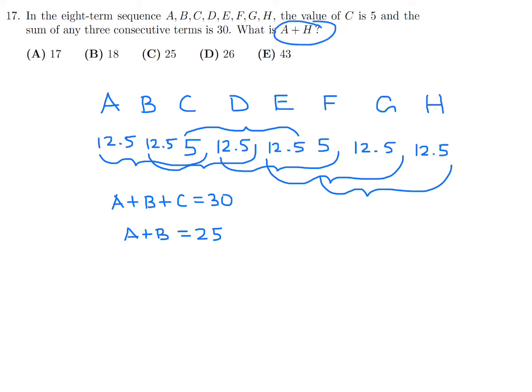So they want A plus H. Well, A is 12.5, H is 12.5, so therefore A plus H is 25. So number 17, the answer is C.